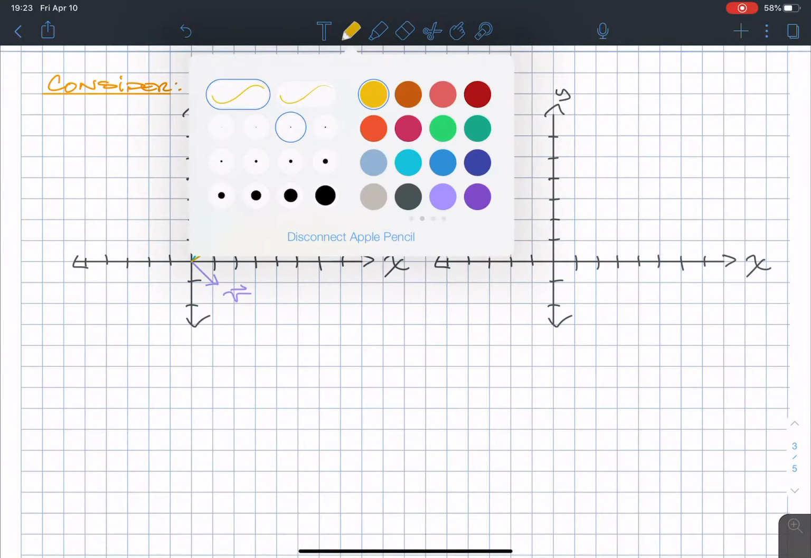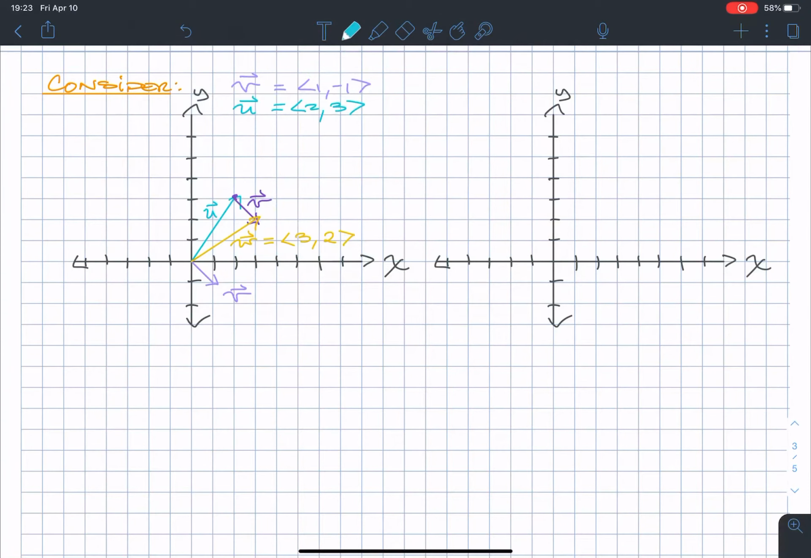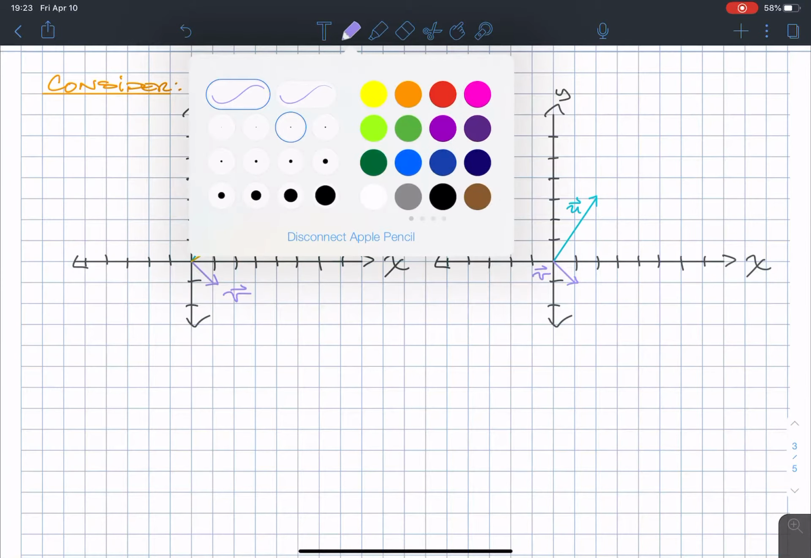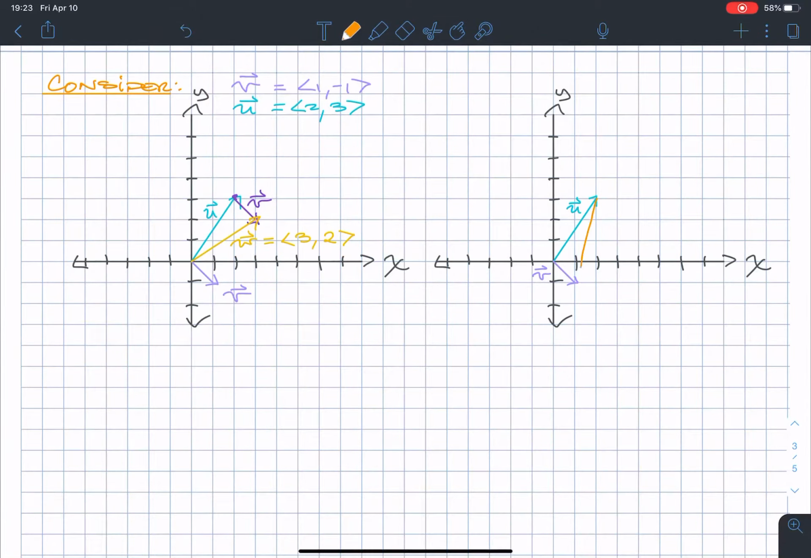Okay, so now let's do the same thing. Let's do vector u over here. To the right 2, up 3. And vector v down here, over 1, down 1. But now let's consider this vector here. Let's call it vector t. So t looks like it goes to the right 1 from its initial point and up 4 to its terminal point.